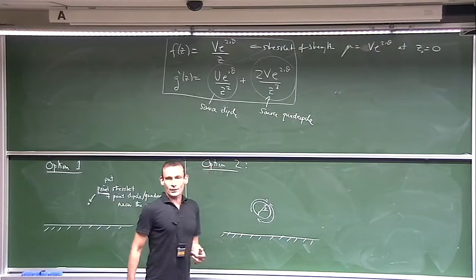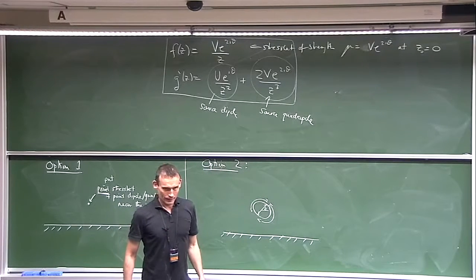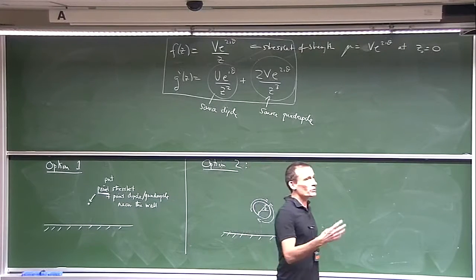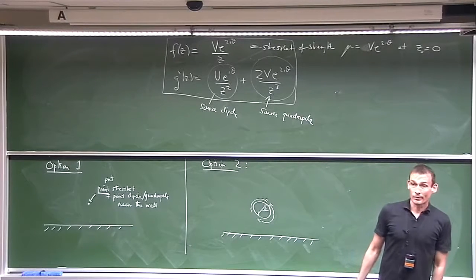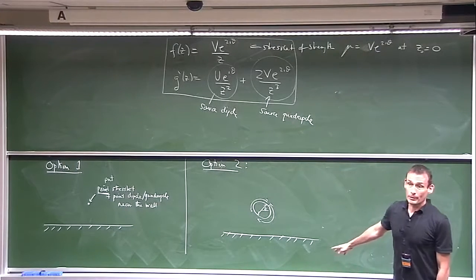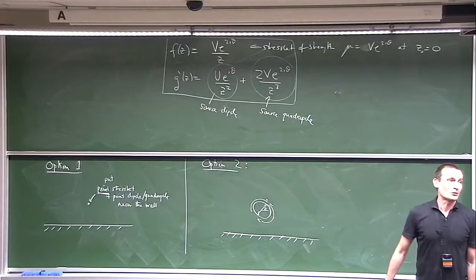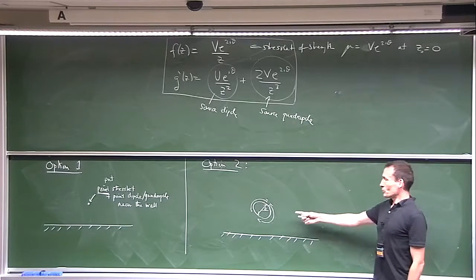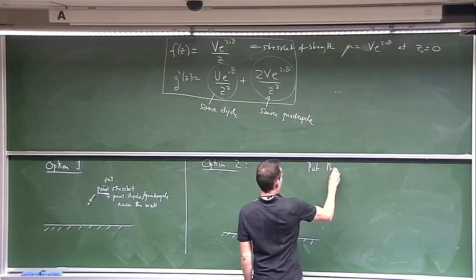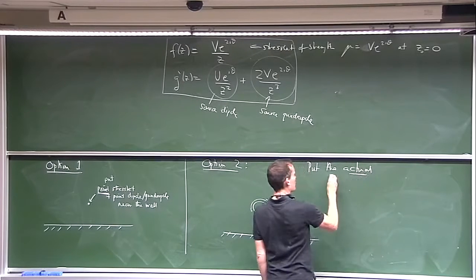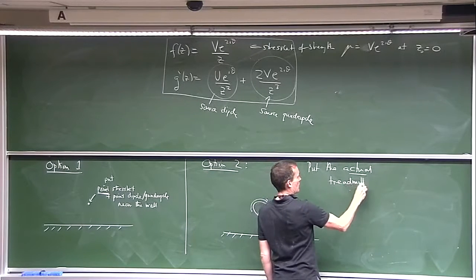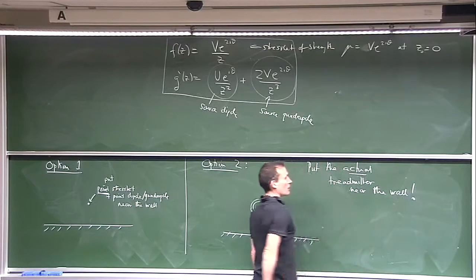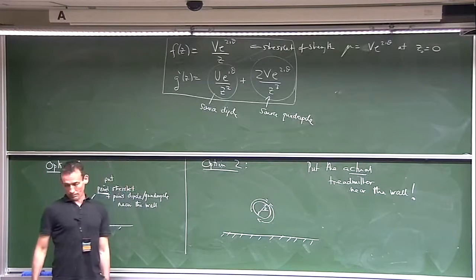And what I didn't realize at the time, but I'm going to tell you on Friday, is that you can solve this analytically too, using some remarkable results based on the reciprocal theorem. I'm going to show you that on Friday, because when I first did this, I didn't realize you could do that. I worked it out a couple of years later. This is a much more difficult problem. So put the actual treadmiller near the wall. I didn't do that at first because I thought it was too difficult.